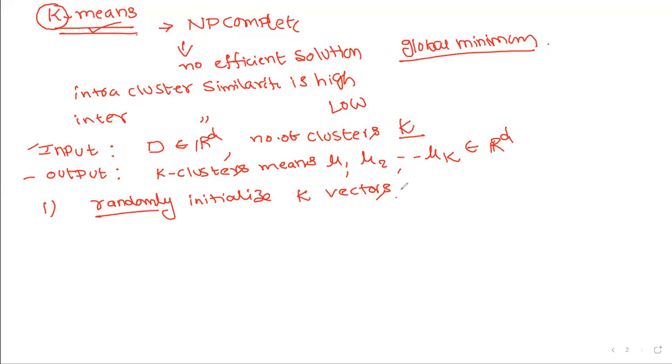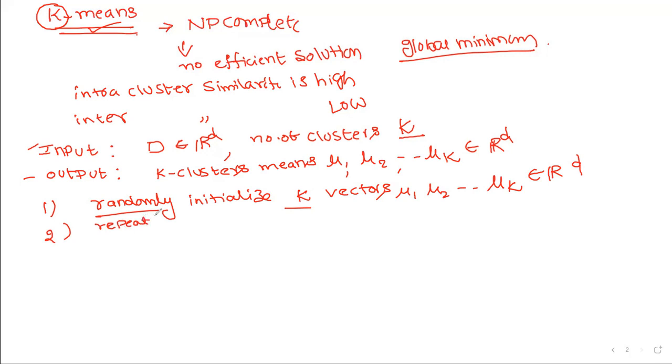For example, what are the k vectors? Assume mu1, mu2, and so on, mu k. This belongs to R power d. So I am assuming k vectors. Now, in the next step, what do we have to do? Repeat. That is, some operation has to be repeated.